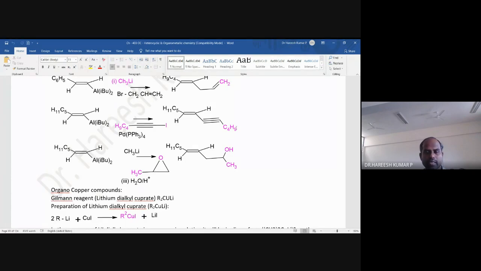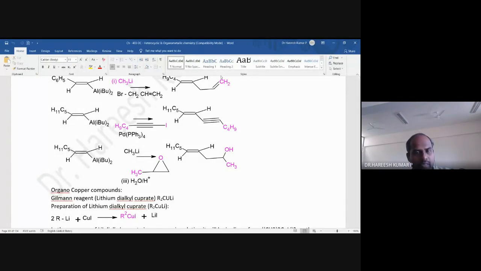So overall, under the heading of organoaluminium compounds, we discussed three important organoaluminium compounds. One is dialkyl aluminum hydride, another one is trialkyl alane, and the third one is alkynyl dialkyl alane. So these three preparations and their reactions we discussed. All these three are useful in organic synthesis.